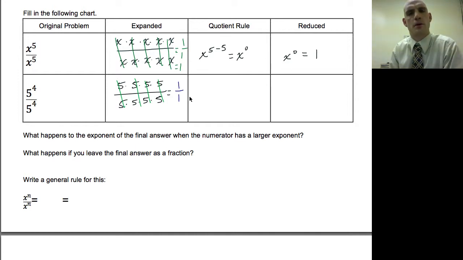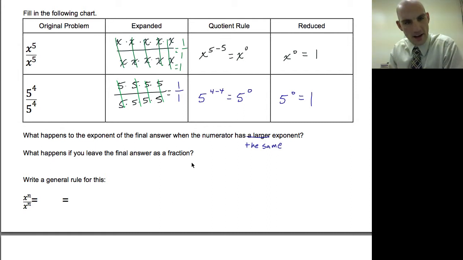Well, let's try the exponent rule for quotients to see what we end up with. 5 to the 4 minus 4, or 5 to the 0. So writing the same problem two different ways gives me 5 to the 0 equals 1. I want you to see what you can do with these questions. What happens to the exponent of the final answer when the numerator has, let's make this the same exponent, and what happens if you leave your final answer as a fraction? And then I want you to write a general rule for this.